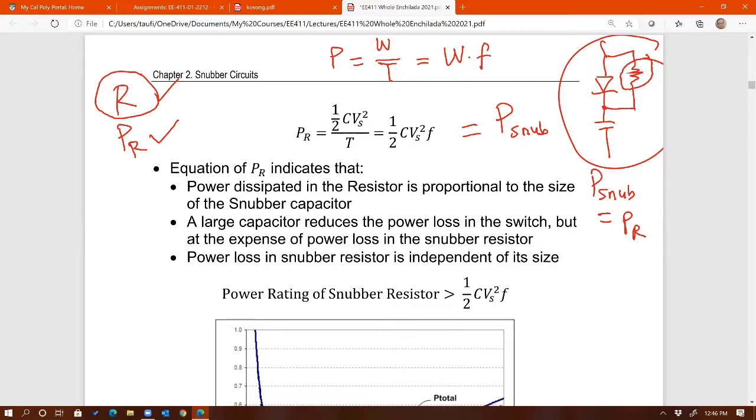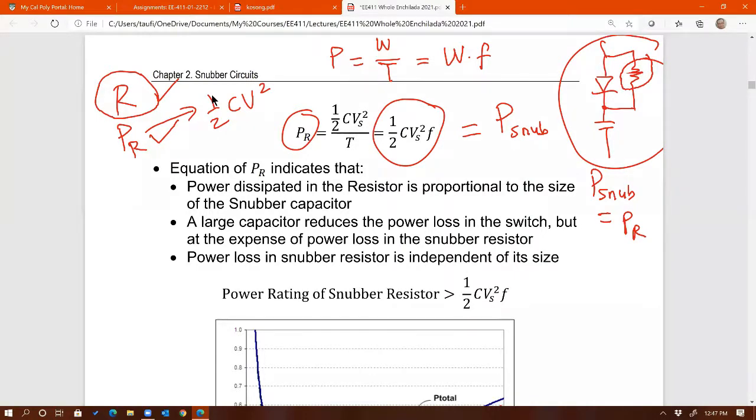You cannot just select R randomly, right? You have to be cautious of the discharging time versus the duty cycle of the switch. That's the R value. The power rating of the resistor is important because definitely you don't want to burn that resistor. Keep in mind that this is related to 1/2 CV squared. What's interesting is that if you look at this equation, do you see anything interesting about it? There's no R.